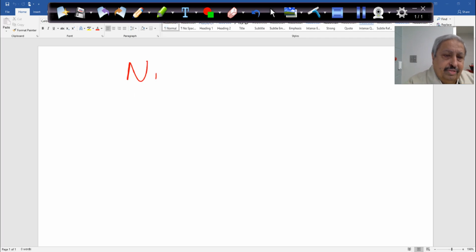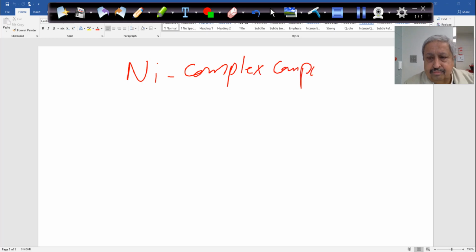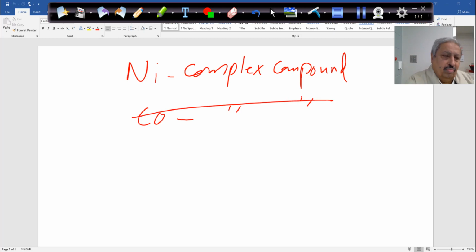You'll have a nickel complex compound, and you'll have cobalt. We'll not use the cobalt. We'll use just one of them, not both. We'll use one of them.